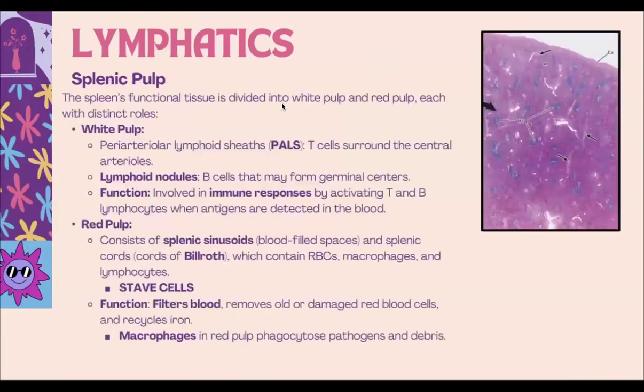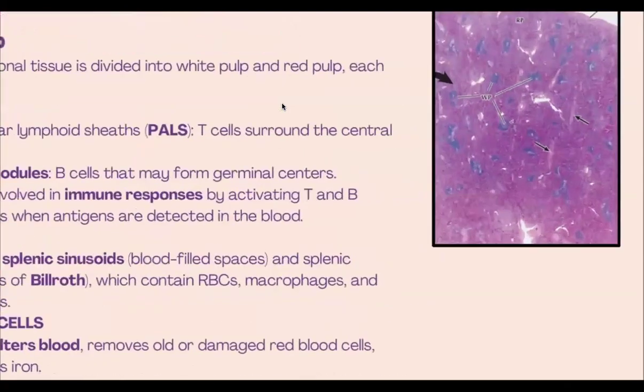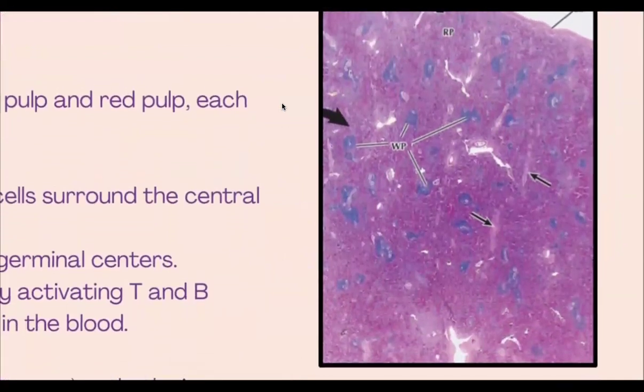Then we come to a specific important part of the spleen, which is the splenic pulp. This is essentially the functional tissue of the spleen, the part that's doing all the functions that we did mention. So we have the white pulp and the red pulp. Let's come here. In this picture, everything is mostly pink, and then you see the little blue dots. This is the white pulp.